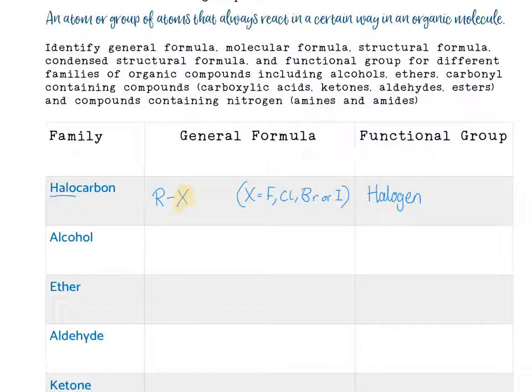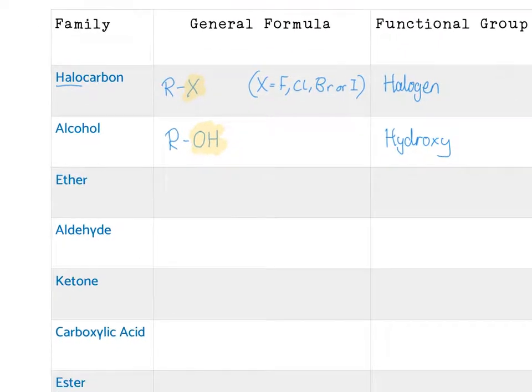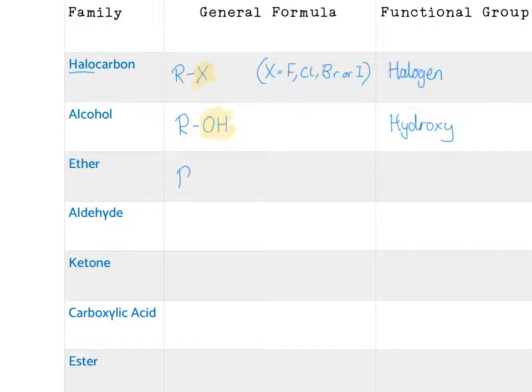The next family we're going to look at is the alcohol group. Again, we're going to have an alkyl chain, and this time what makes it an alcohol is the presence of an OH group. This OH group is called hydroxy. Hydroxy, of course, shows the hydro for hydrogen, oxy for oxygen. So hydroxy, OH group.